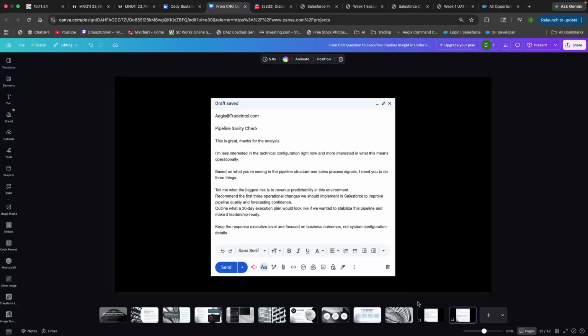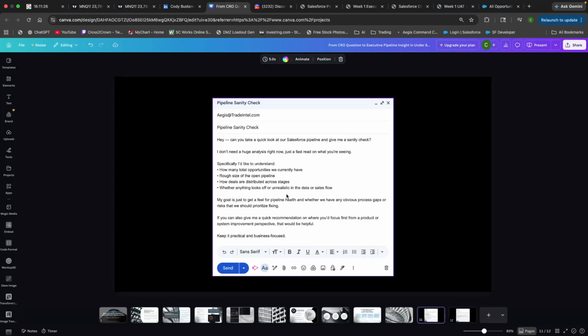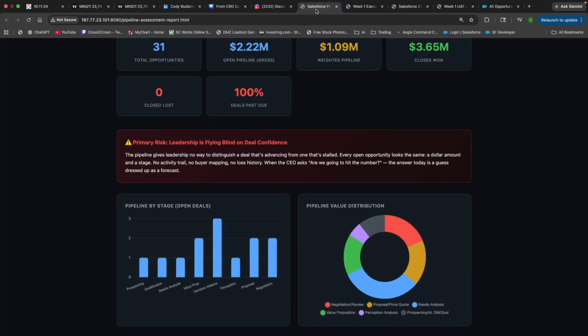One thing that I want to point out here that I think is really cool is how conversational this was. This is what I gave to Aegis, and I didn't even tell it to delegate. It knew that it should delegate to get these tasks complete.